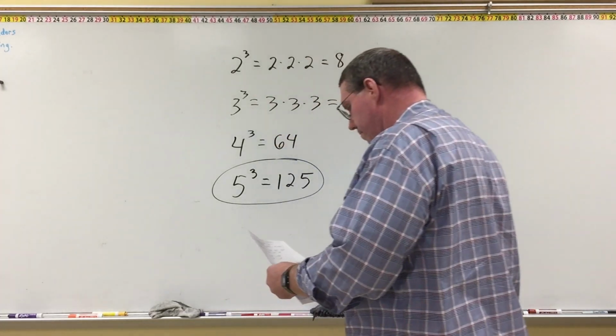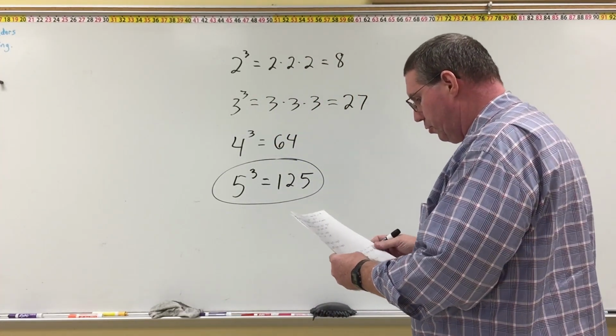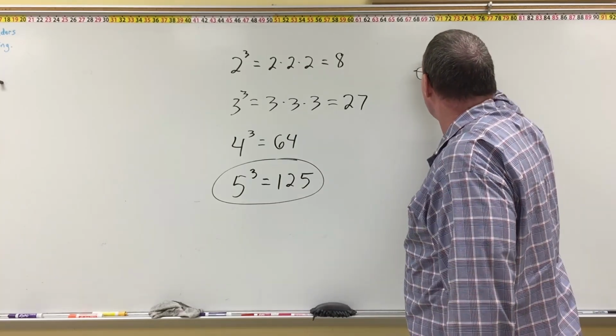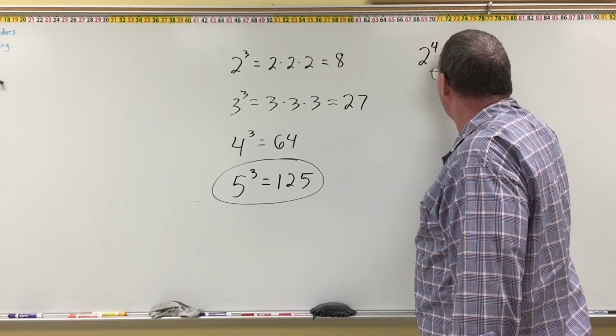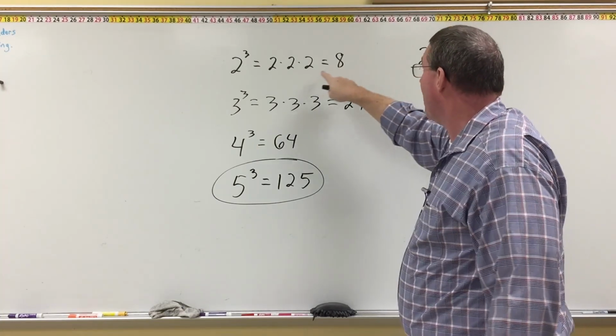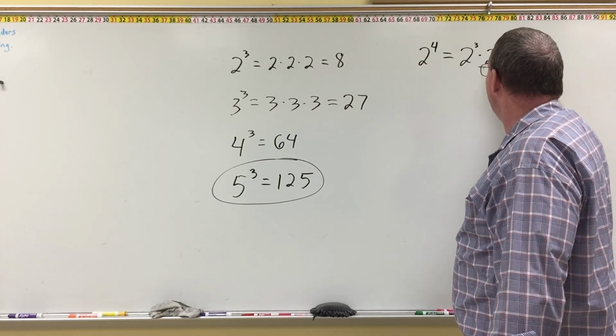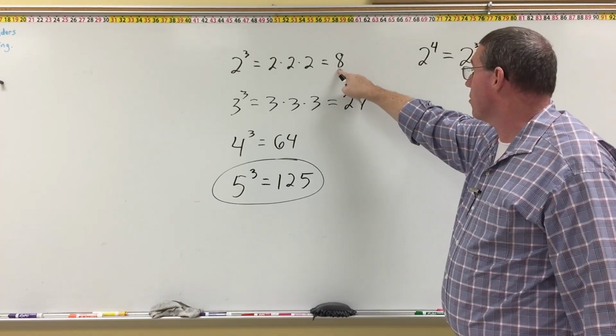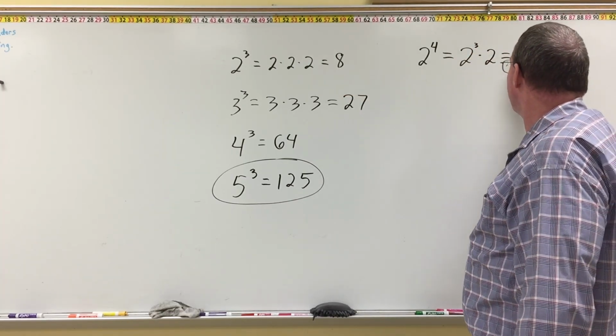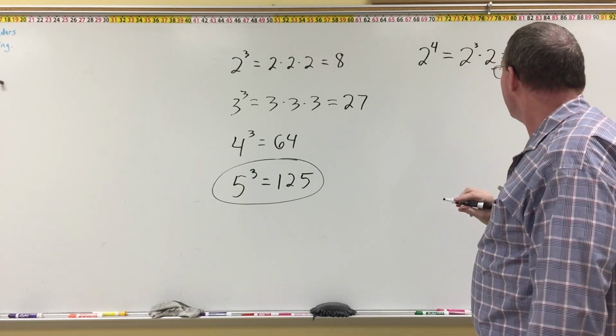All right, lastly, I need you to have the fourth power for only 2 numbers. I need you to know what 2 to the fourth power is, which is basically 2 to the third power times 2, right? Well, we already know that 2 to the third power is 8, and 8 times 2 is 16. So 2 to the fourth power is 16.